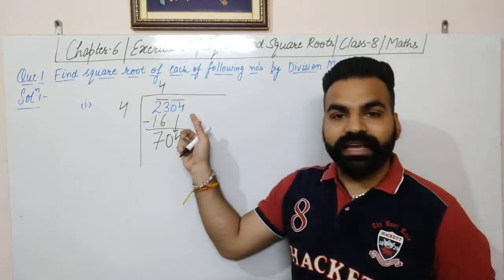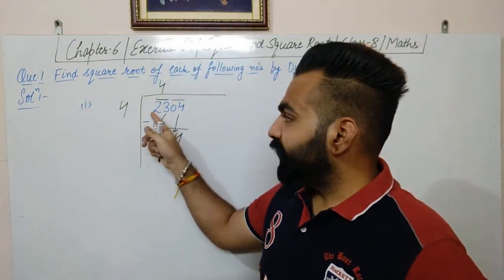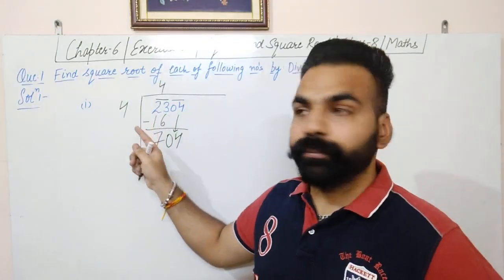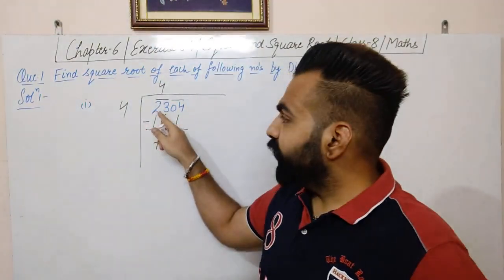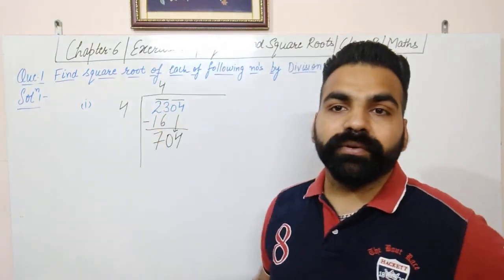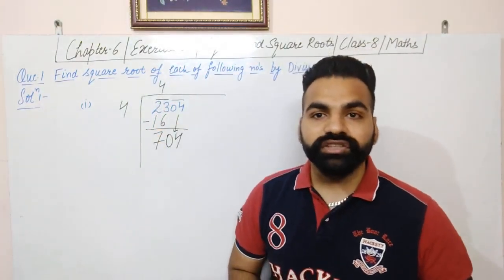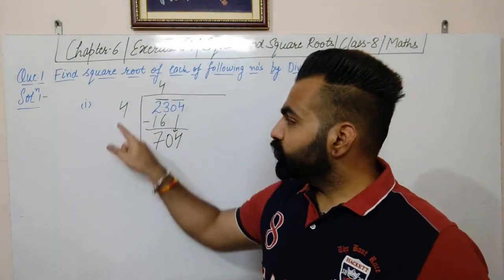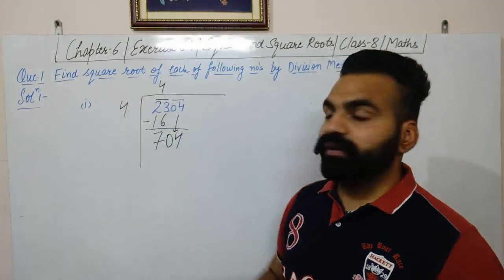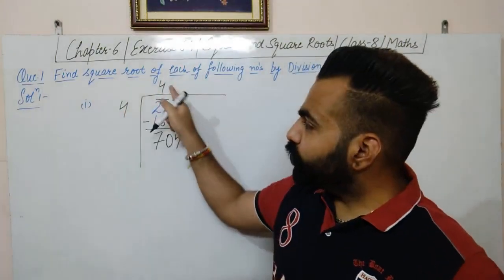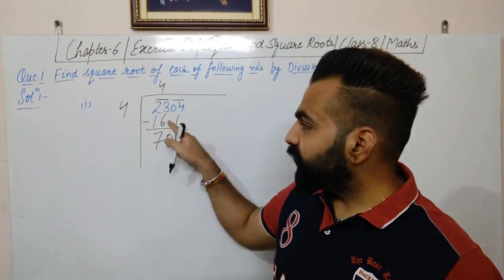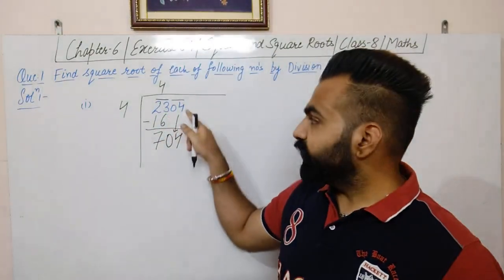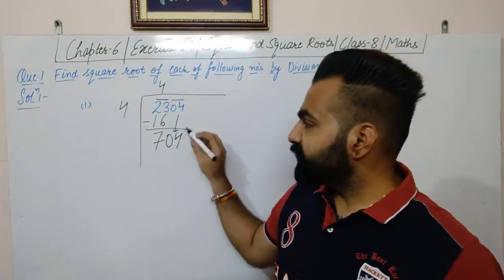So the first step is to make the pairs from the right hand side. Select the first pair, which is on the left side. Check the perfect square number which is less than this pair. Here the number is 23, and the number smaller than 23 which is also a perfect square is 16, and 16 can be written as 4 into 4. So we will write 4 in the divisor and the same 4 in the quotient. 4 into 4 is 16 and we will subtract 16 from 23. The answer is 7. And what next? We will take the next pair to the right hand side of 7.